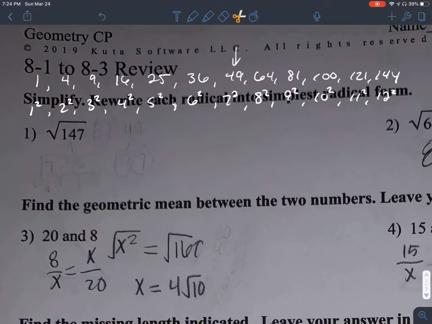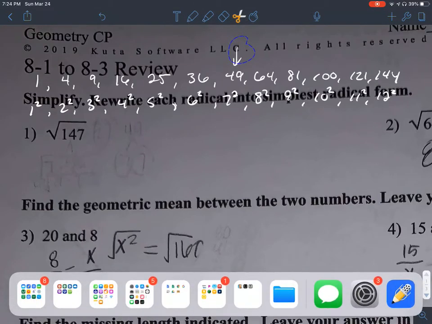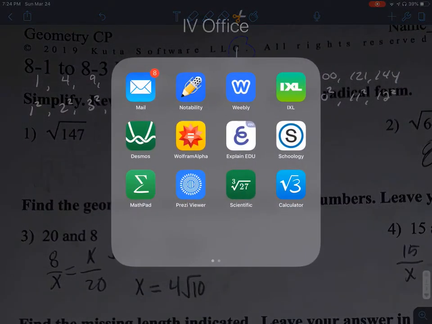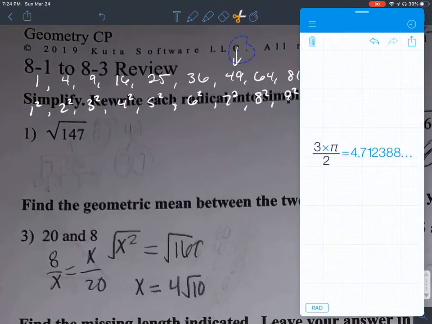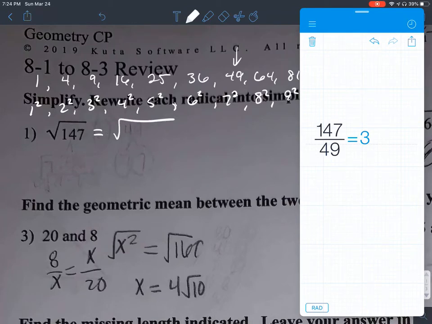49 might. So I'm going to take a calculator. If you're not allowed to use a calculator, then this method does not work very well, so I'll show you a different method as well. If I take 147, will it divide by 49 evenly? Well, the answer is yes. So that means that instead of the square root of 147, I could write it as the square root of 49 times 3.